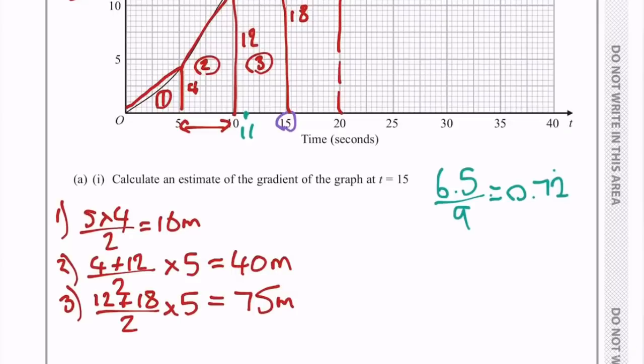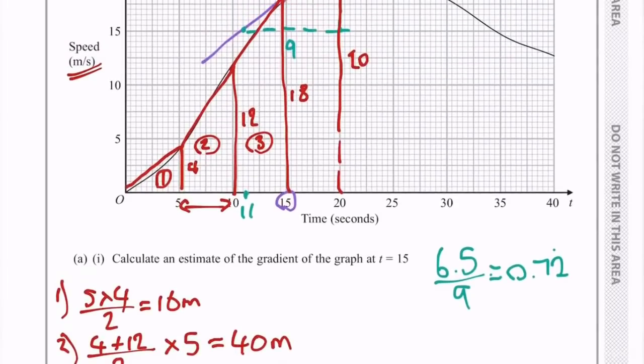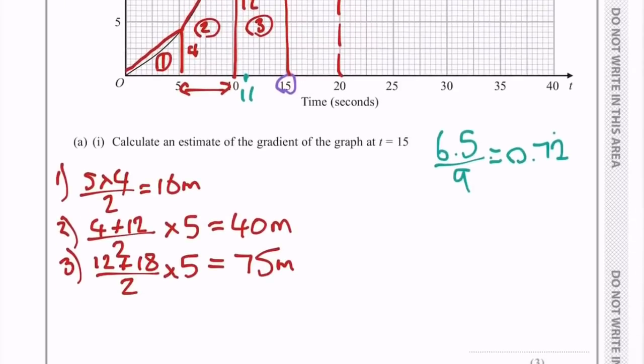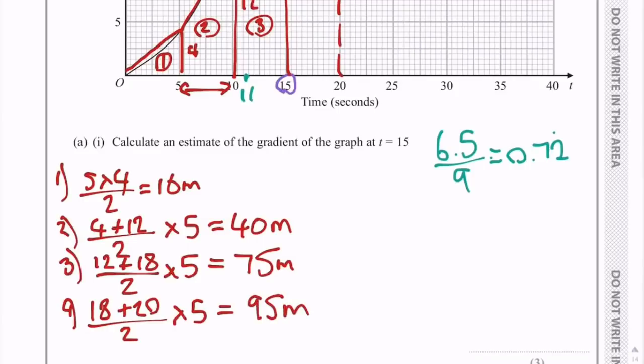And then the final one there, let's just have a quick look. We've got 18 and 20 as our 2 parallel sides there, so 18 plus 20 is 38, divided by 2 is 19, and again times that by 5, and that gives us 95 meters. Again, just make sure you are writing this in the right part. I'm just writing it here obviously because the question's just above that. And don't forget you do have a calculator, so just be very, very careful when you are doing these sums that you do get them right.